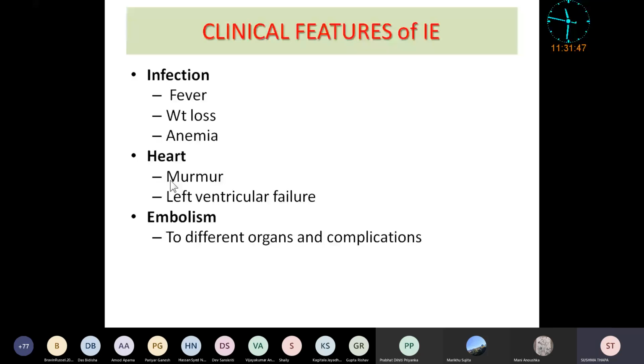Next, clinical features will depend upon the embolism. Next, complication. Okay, since the patient has vegetation, they are more prone to have embolism, and that embolism may affect various organs. So clinically, depending upon the involvement of the organ, and depending upon the severity, and depending upon the complications, the clinical features will be there.